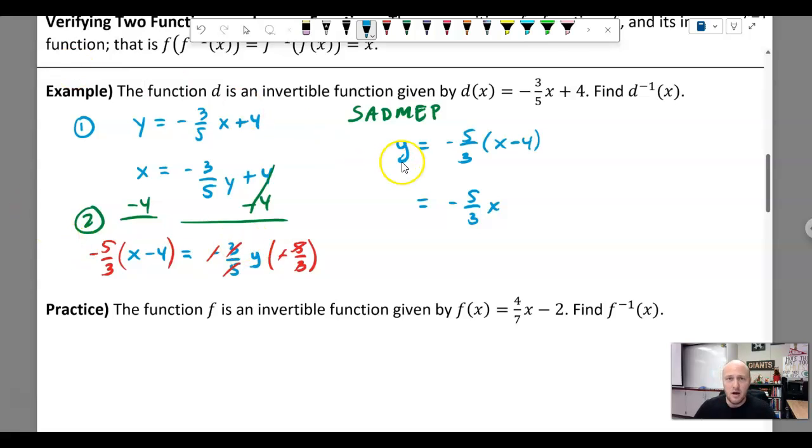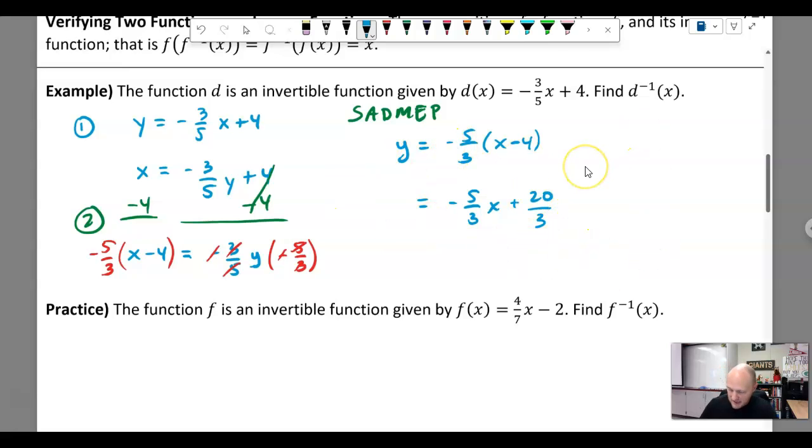No surprise there. But a lot of students get confused when they have a fraction times a whole number. What do I do? Well, you just multiply by the numerator. So numerator to numerator. Okay, -5 times -4 is going to give us a plus 20. And then I'm dividing by 3. So 20/3. And there you go. There is your inverse function.